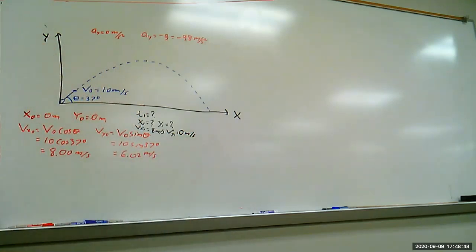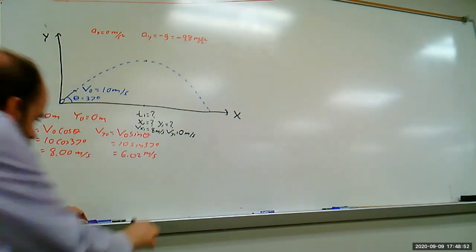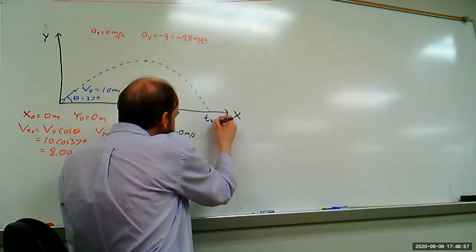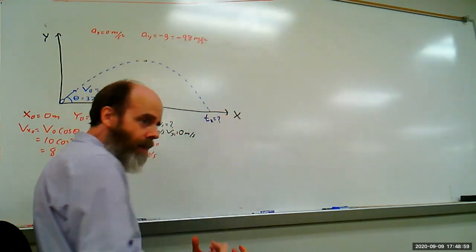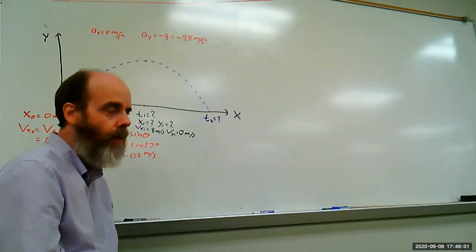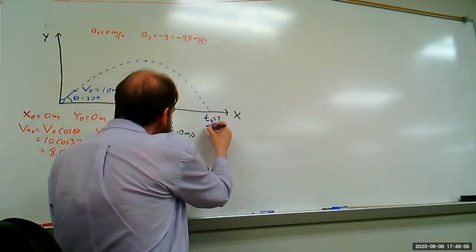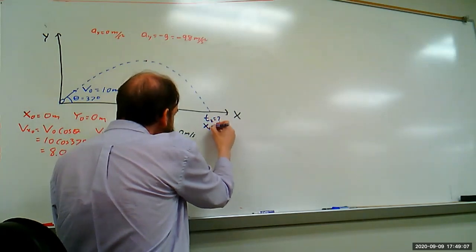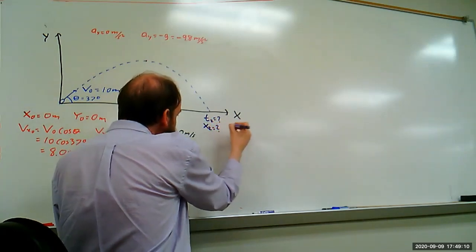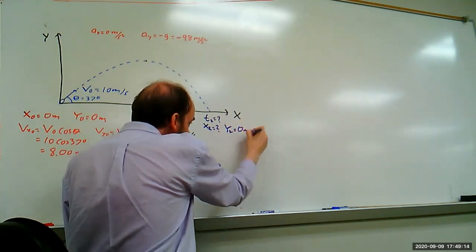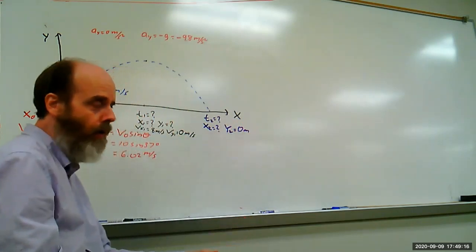The other important position in this problem is when it gets back on the ground. So let's say it gets back on the ground at time t2. And we don't know what that is, but that's something we want to find. That's the total time the projectile is in the air. Also, x2, we don't know, but we do know what y2 is. Y2 is 0 meters, because it's back on the ground.